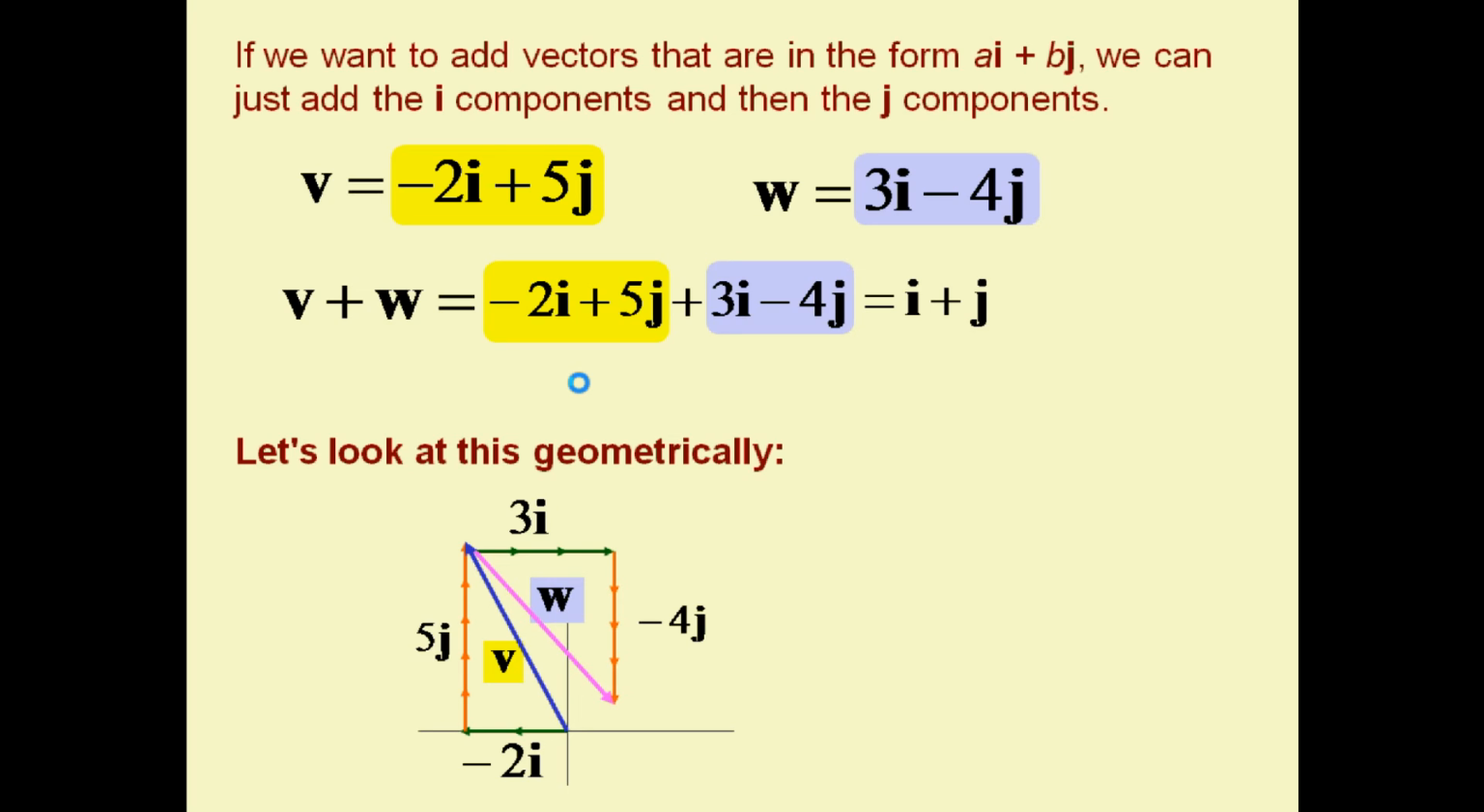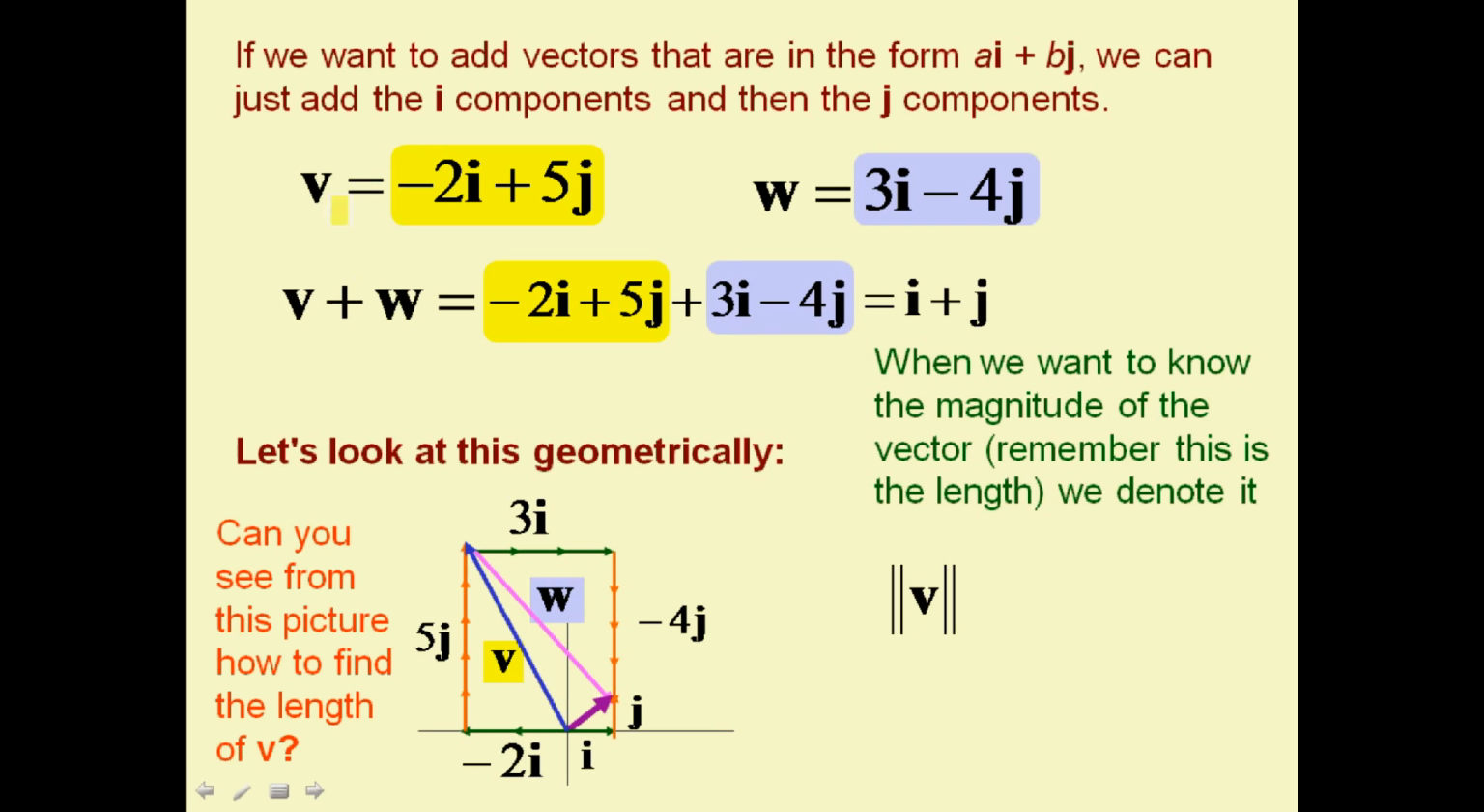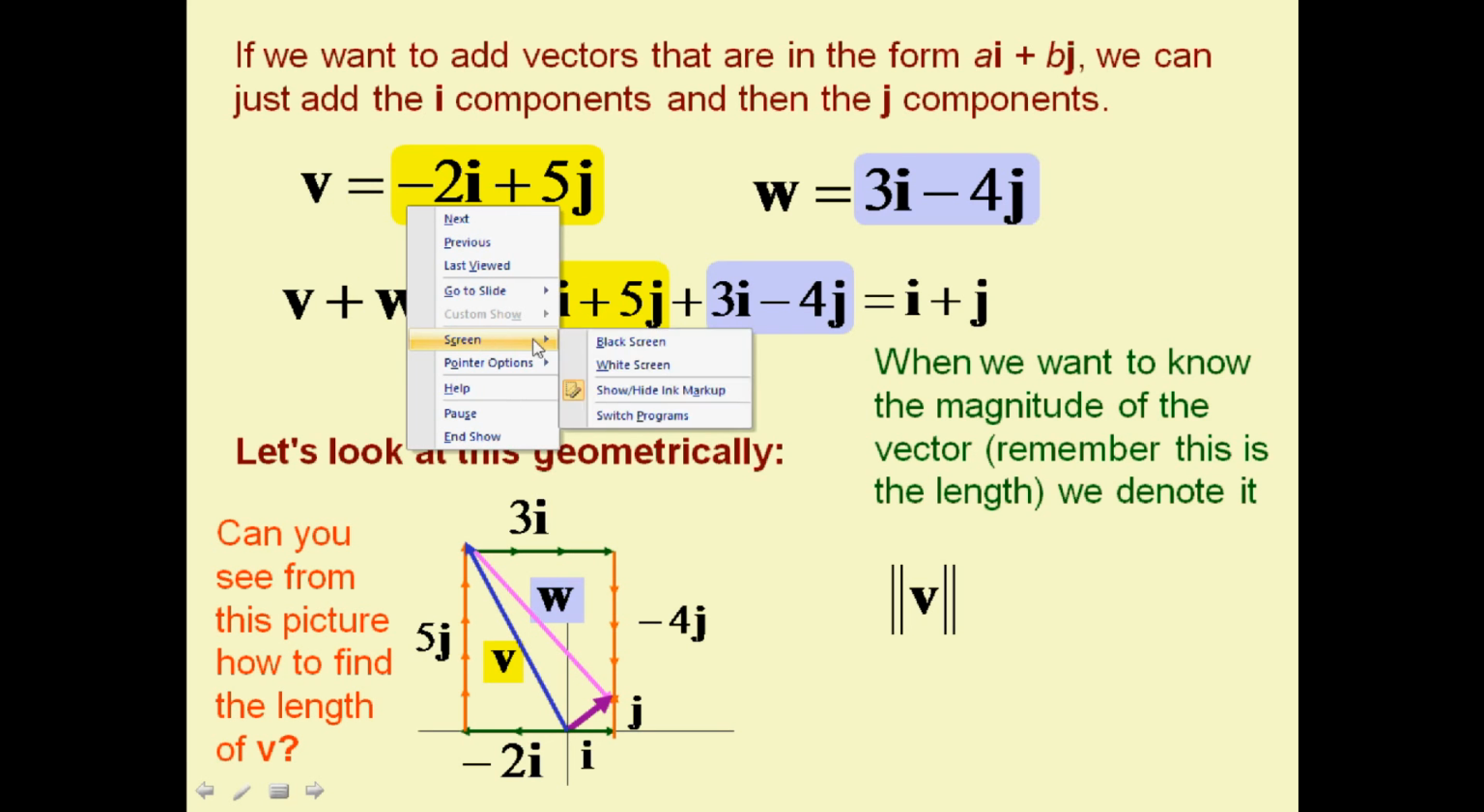Now what you want to find is v plus w. That's it. This is v plus w, and it is i plus j. When we want to know the magnitude of the vector, remember this is the length. Always remember magnitude is the length. We denote it like this. I hope you are understanding.